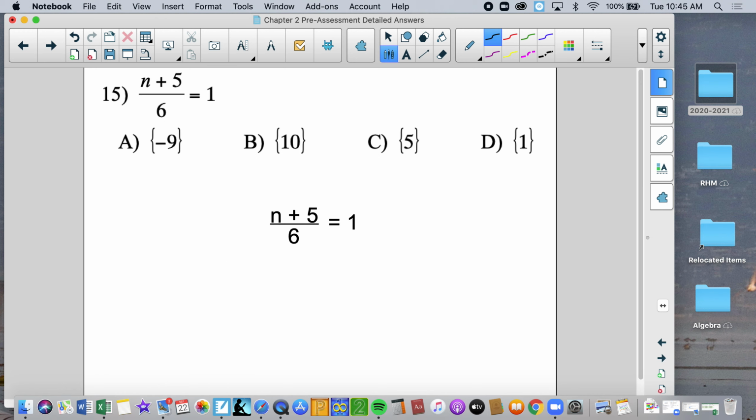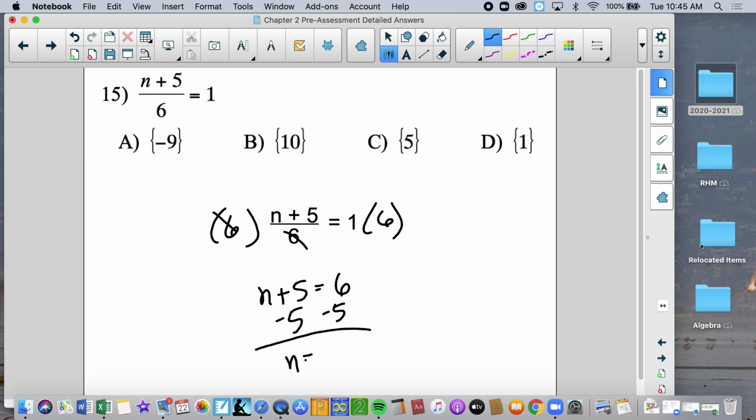All right, number 15. Again, it's in a vinculum, so I can't get rid of the things being added and subtracted first. I have to get rid of this denominator. 6 is dividing. The inverse of dividing by 6 is multiplying by 6. These cancel, denominator, numerator. And then I'm going to subtract 5. And I get n equals 1.